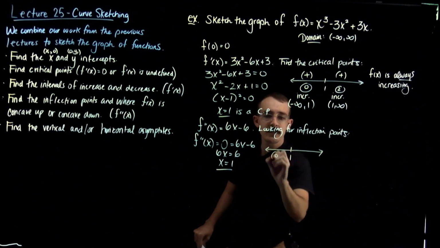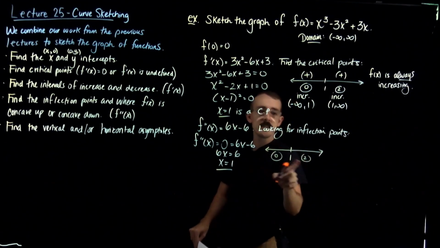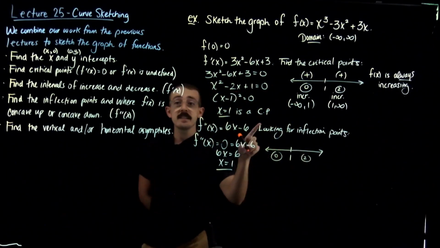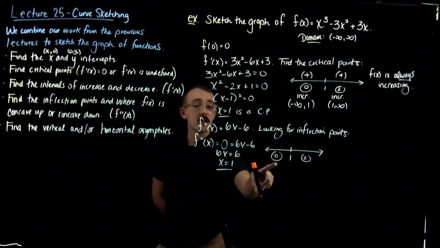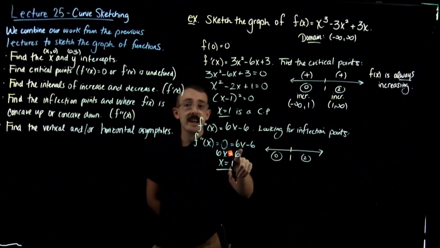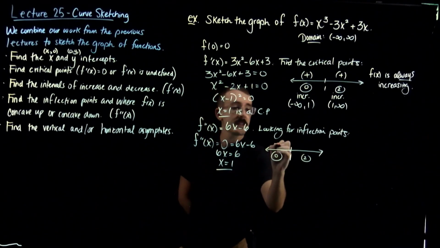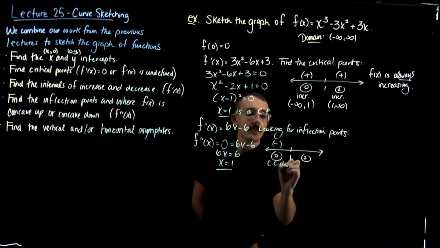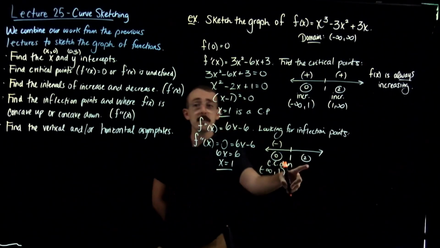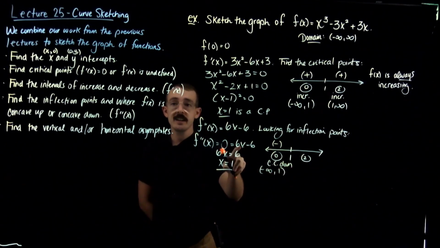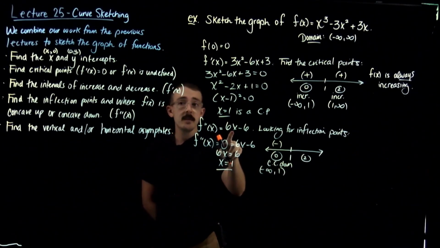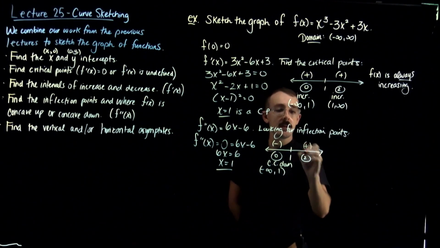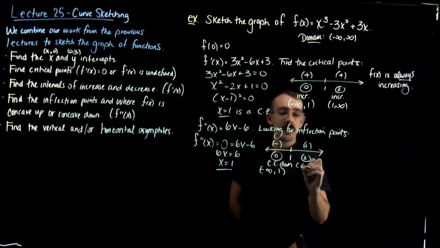I'm going to test the two numbers from before, 0 on the left and 2 on the right. These are going to get tested into the second derivative. So plug 0 into the second derivative, I get negative 6. So this means this is negative. In other words, we're concave down from negative infinity to 1. If you plug in positive 2 into the second derivative I have here, this is going to be a positive 6. It's a positive number. So we're concave up. This is from 1 to infinity.